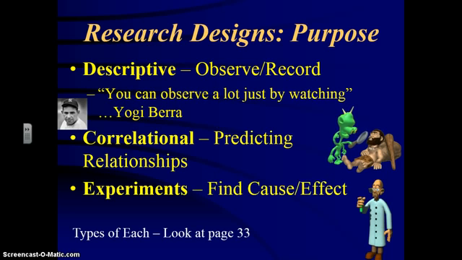And then the last thing here is experiments. When we talk about experiments, we are trying to find cause and effect. That is the purpose of an experiment. So we're going to talk about independent and dependent variables. We're going to try to figure out if the independent variable causes the dependent variable, what effect it has, and we may manipulate the independent variable in various ways to see what kind of results we get. Now, the thing about this, when we talk about cause and effect and human behavior, it's very difficult to understand cause and effect with human behavior.